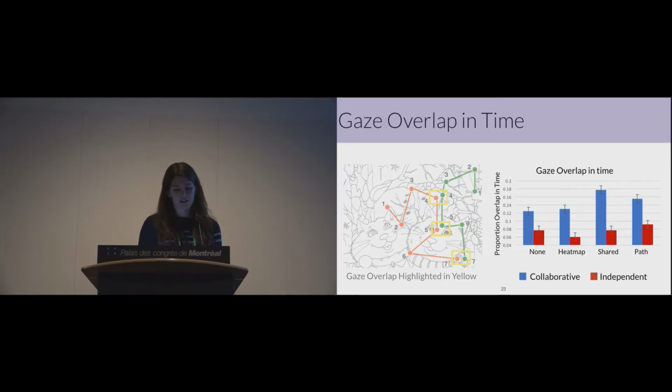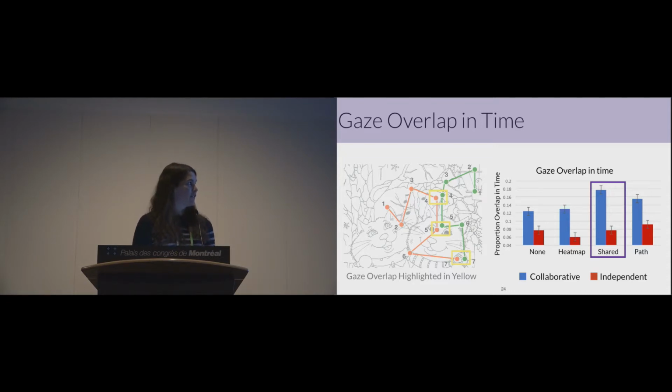And here we again see the same kind of results where collaborative is in blue and independent is in red. And again, we're seeing significantly more gaze overlap in time with the collaborative searches compared to independent. And this is also expected because they do have to do some coordination to locate the object together. But when we look within the collaborative searches, we see that the shared area visualization has significantly more overlap in time compared to path and none, or compared to heat map and none, while path lies in the middle.